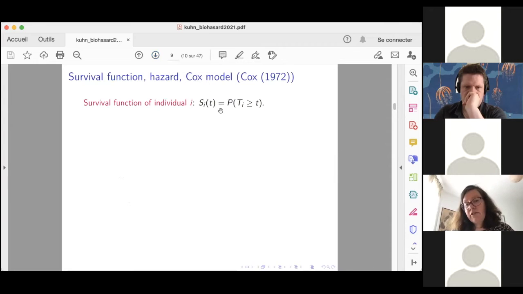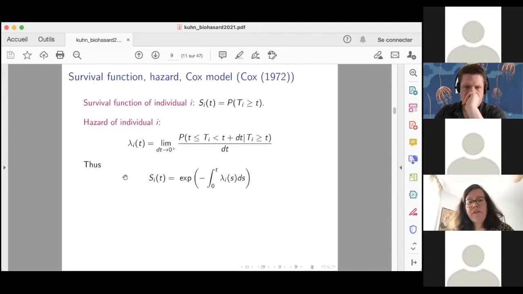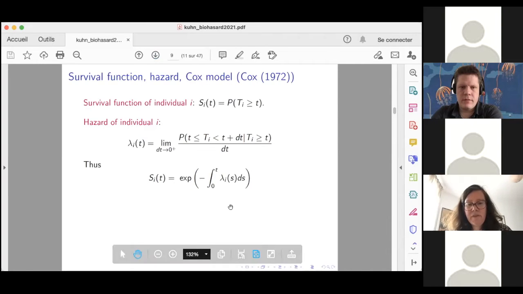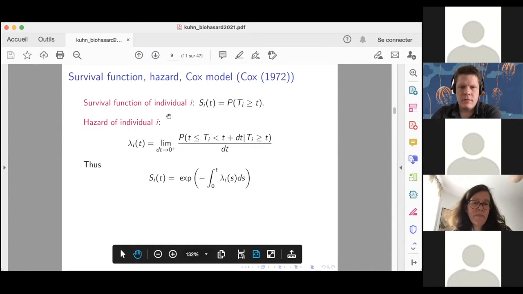It's just the probability that the event occurs after time t. You can also consider the hazard, which is the probability that the event occurs just after t, knowing that it has not occurred before t. Okay, and you have a link between the hazard and the survival function by this integral formula.